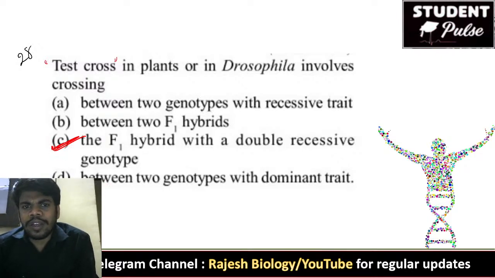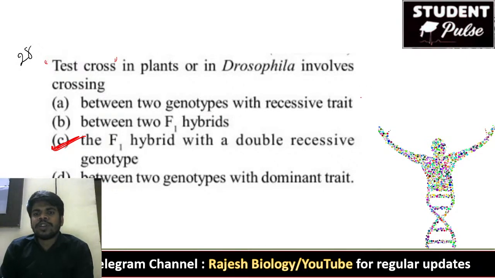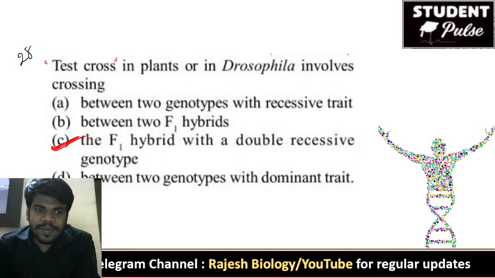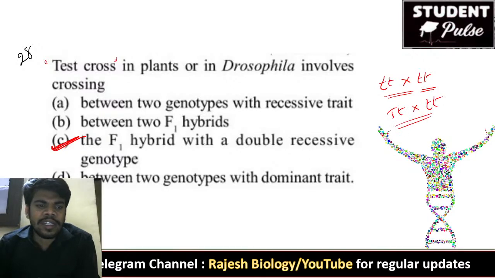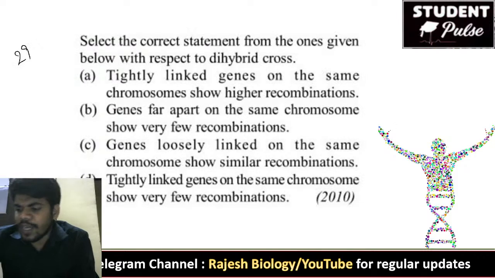It is not a genotype with recessive, right? Two genotypes with recessive type is not correct. Double recessive. F1 hybrid. C is the right answer. If it is like this, it is not test cross. With unknown genotype, to know whether it is homozygous or heterozygous, we conduct the cross. That is test cross. 29th question.